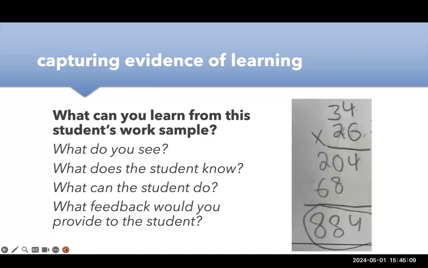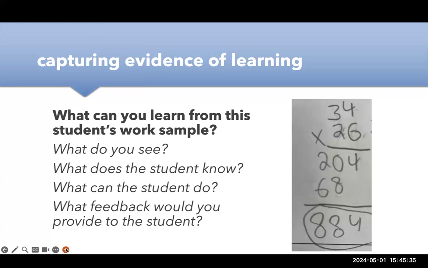What do we think the student knows? What can the student do? And what feedback might you provide to the student, or what questions might you ask to get more information to see if we can actually determine proficiency? So we have a solution, and we have some information about their strategy, but maybe we don't have a complete understanding. So we're going to need to talk to the student or have them explain or write it out or draw it out a little bit more.